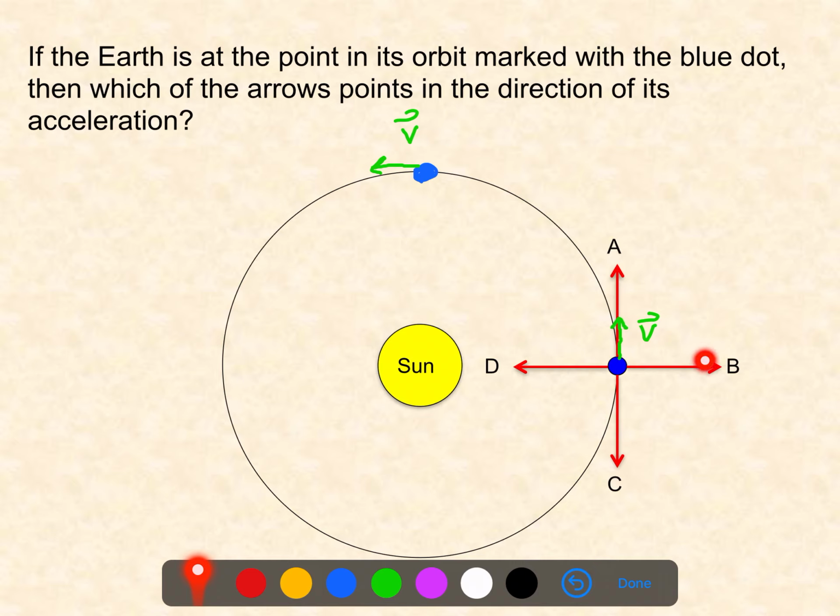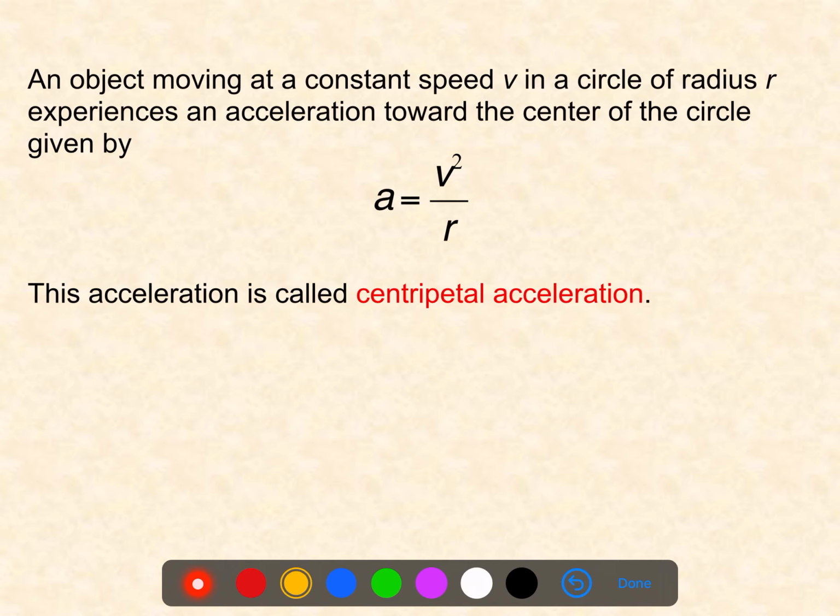If the acceleration were pointing in the direction of B, then that would cause the velocity to veer off in this direction, right? Change directions that way, and that's not what's happening. So what we can conclude is that it has to be D, the direction of the acceleration, pointing in towards the center of the Sun. And so because this kind of change of direction in a circular motion points in towards the center of the circle, we call this centripetal acceleration.